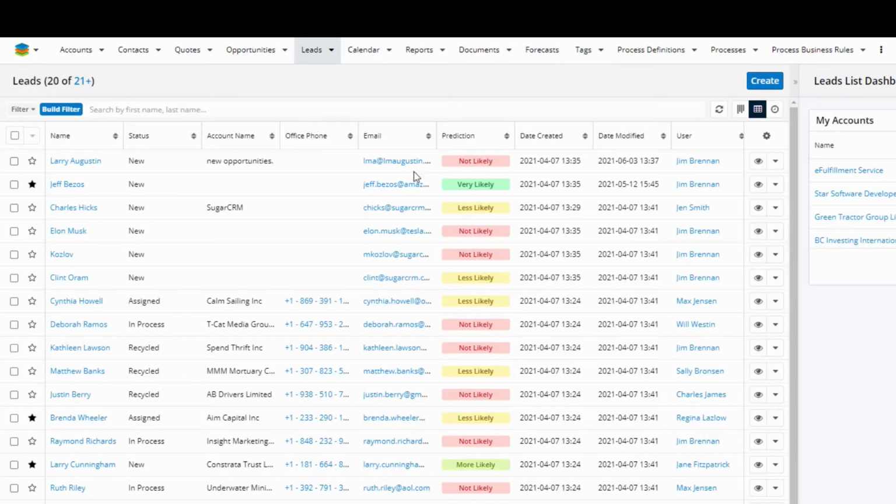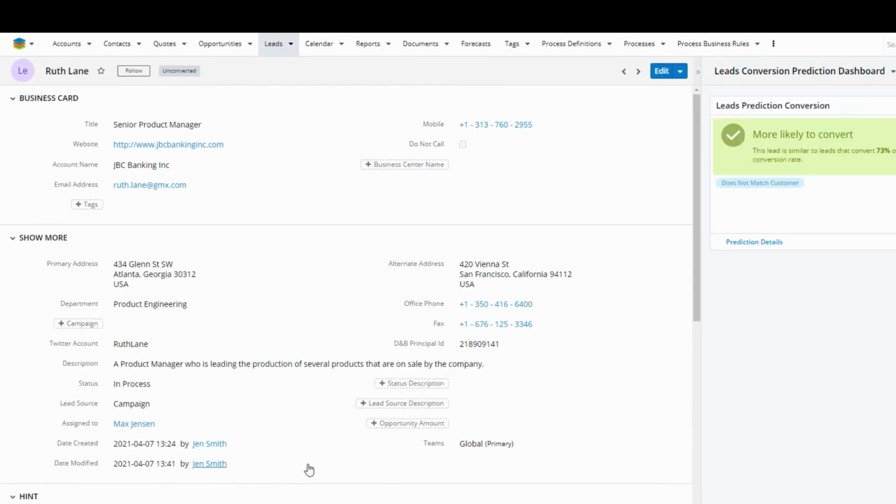On another level, when we're looking at leads in a lead list view, AI prediction takes a look at the lead and makes an assessment of just how likely this lead is to close or move forward. As time goes by and marketing nurture campaigns continue to market to that lead, the likelihood of the lead prediction changing is probable.